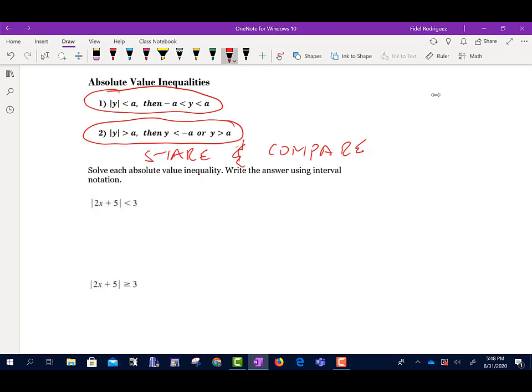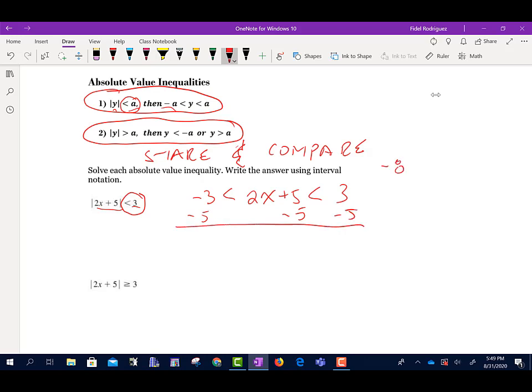Okay. So what I mean by that is I want you to look at this piece right here. I would use formula number 1 because it's set up in that same way. And in this case, I would say my letter A is going to be my number 3 and my letter Y is going to be all this business right here. So the first thing I'm going to write is a negative 3 is less than 2x plus 5, which is less than 3. And we solved these three-part inequalities earlier in section 1.7. So now I'm just going to go minus 5, minus 5, minus 5.